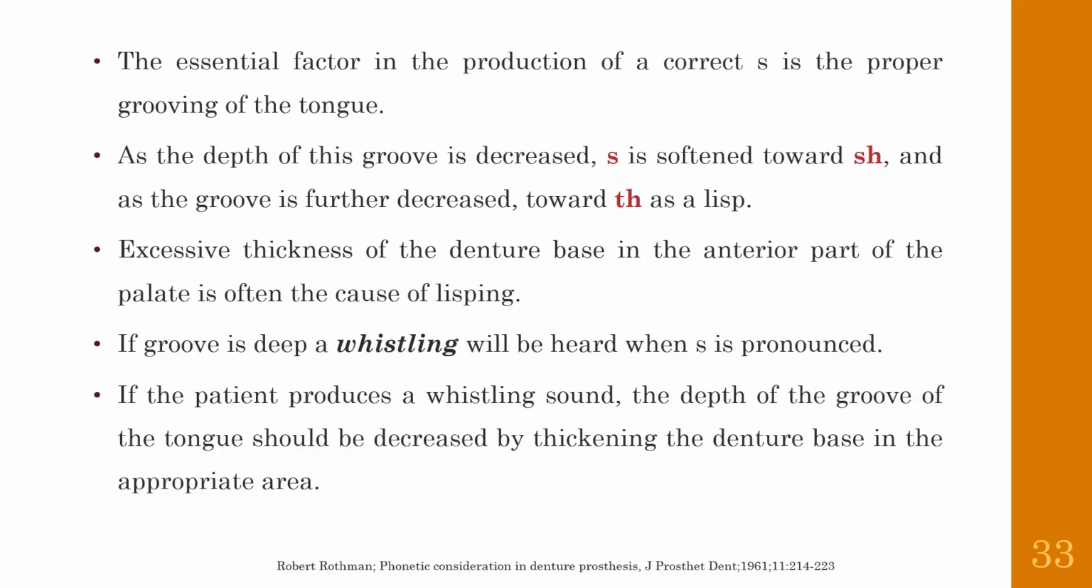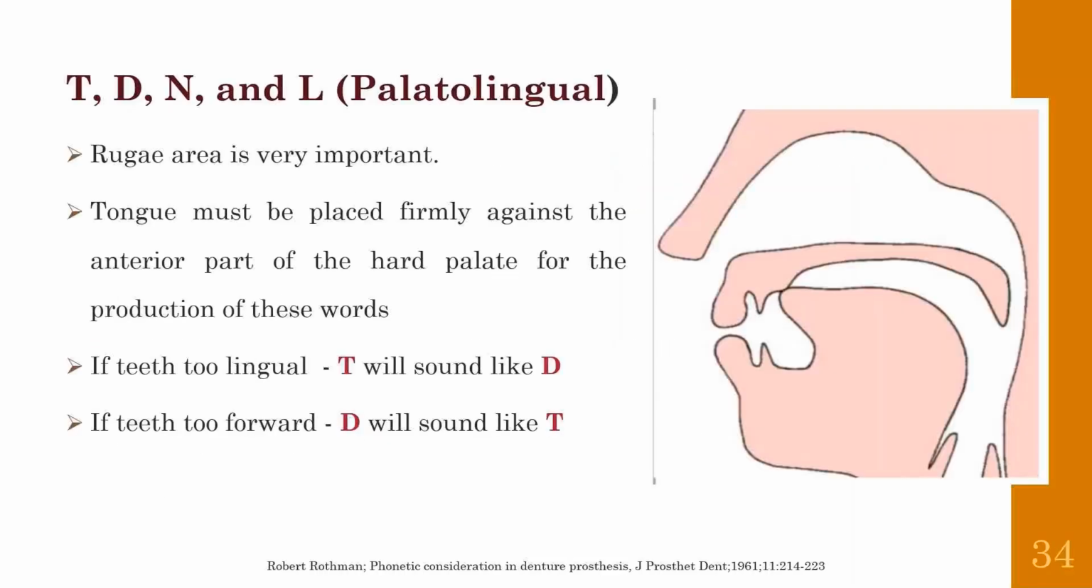If the patient produces a whistling sound, the depth of the groove of the tongue should be decreased by thickening the denture base in the appropriate area. For T, D, N, and L, palatolingual sounds, the rugae area is very important. The tongue must be placed firmly against the anterior part of the hard palate for the production of these sounds. If the teeth are too lingual, T will sound like D, and if the teeth are too forward, D will sound like T.